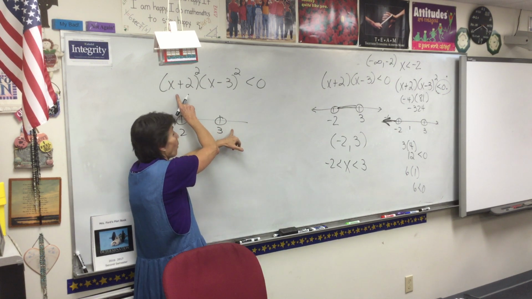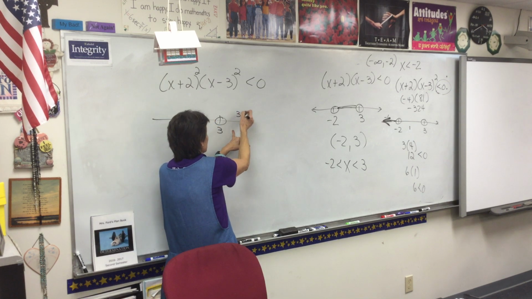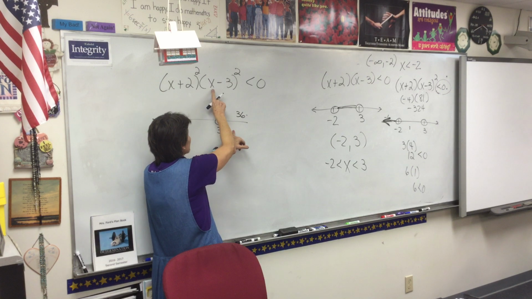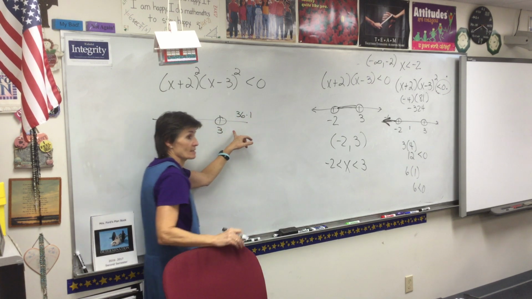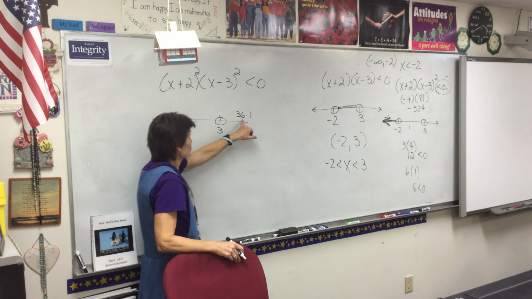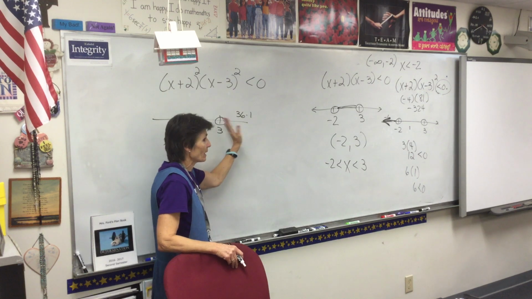So if I put in 4, I get 4 plus 2 squared, 36, times 4 minus 3 squared. So that's 36. Is 36 less than 0? No. So that one I don't shade.